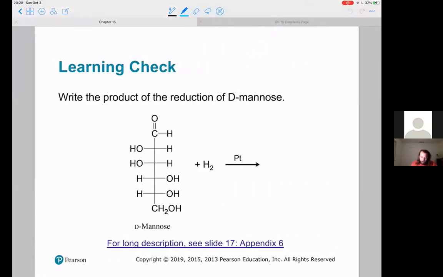And again, these are used as sweeteners. Okay, so the whole shtick is that your tongue still detects it as a sugar, but your body can't metabolize it like a sugar. So now we have this other sugar here, mannose. Let's see if we can figure out what the structure will look like for the reduced form of this sugar, and let's name it as well.